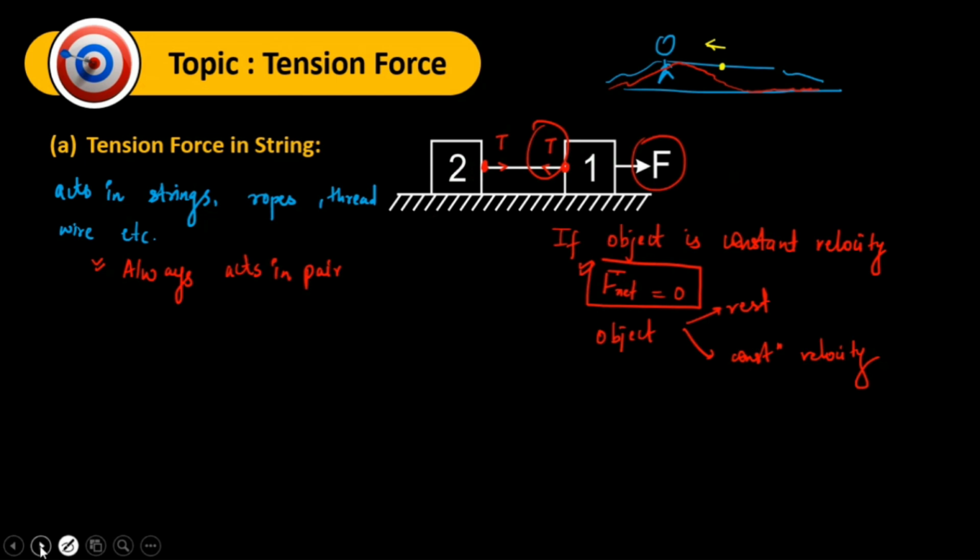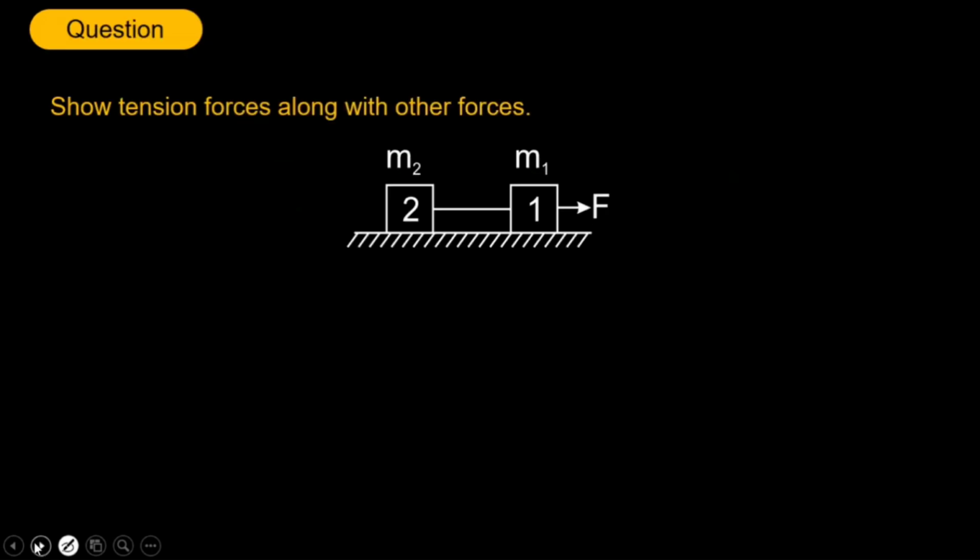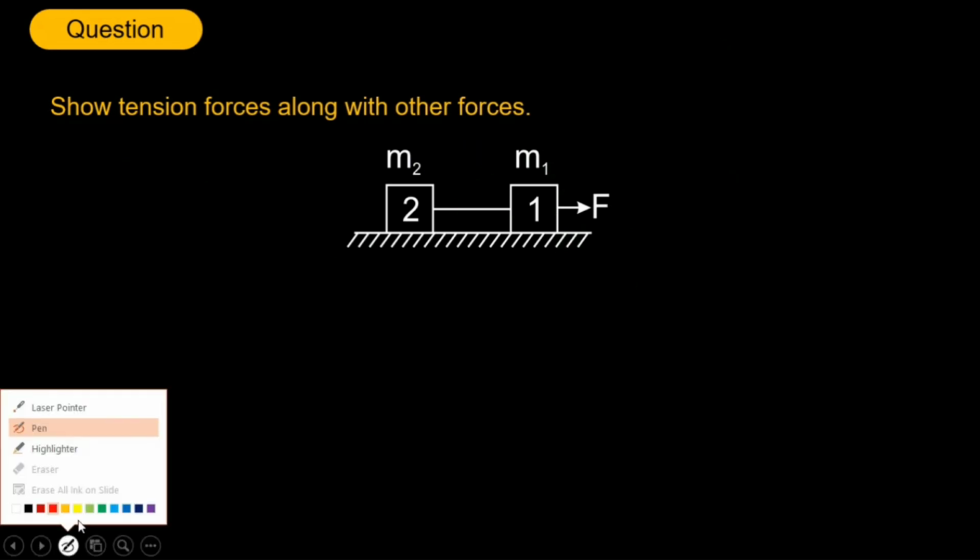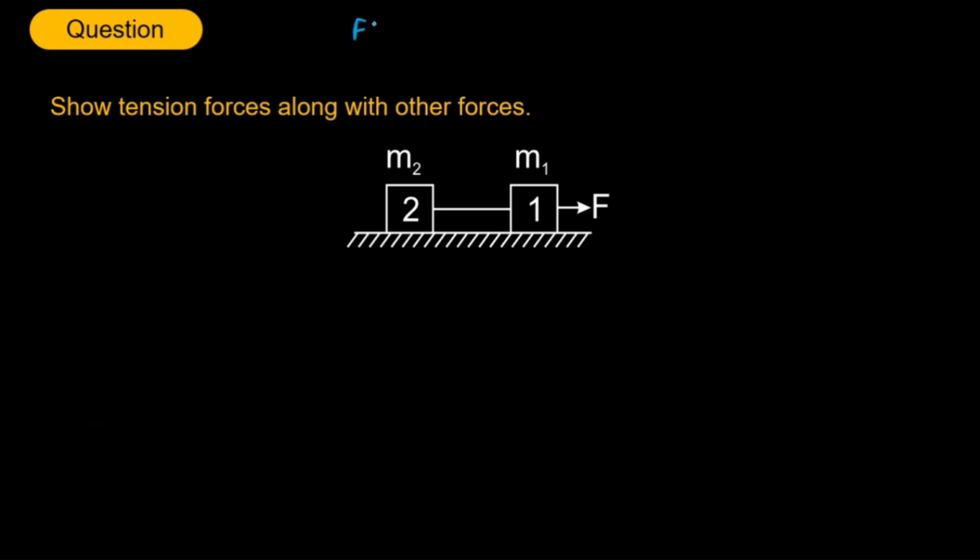Now let us try to understand how tension is actually acting in different systems. Suppose there are two masses M1 and M2, and they are both connected by a string, and I apply a force in the horizontal direction like that. The question says to show tension forces along with other forces. The diagram which we are going to draw is called FBD. Remember the term. We're going to use it a lot in the classes. According to the FBD, first we draw weight. Here, weight is going to be M1G. For the second mass, it is going to be M2G.